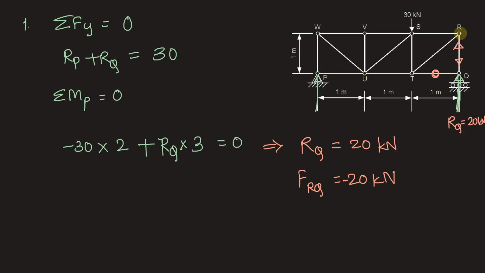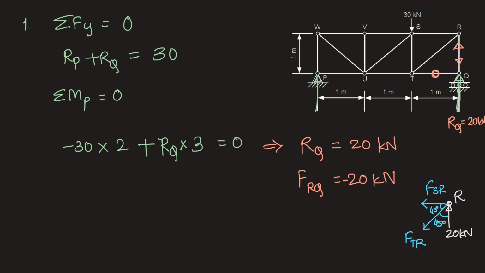Let's construct the joint free body diagram for joint R. We have one known force here, which is 20 kilonewton upward. Now we can consider the forces in SR and TR to be away from the joint. Let the unknowns be FSR and FTR, and let these be away from the joint first. Whatever signs come out will give us the direction. This angle is 45 degrees because the horizontal and the vertical sides are both 1 meter, equal to each other. So we have the 45 degree angle here as well as here.